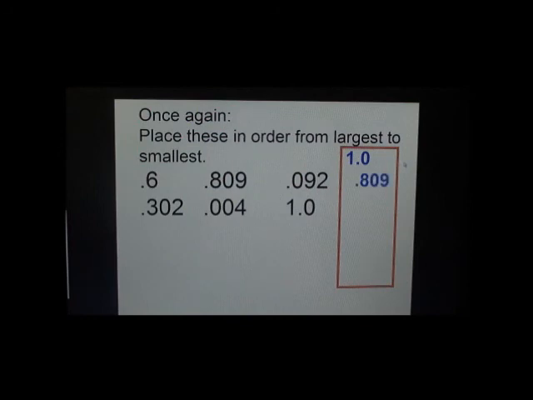The second one would be this value, because after we eliminate 1 whole and we compare these fractions in the tenths place, 8 tenths obviously has a greater value than what we see in the other places. Next would definitely come 0.6, 6 tenths. And next would come 302 thousandths. Why? Because it goes down to the thousandths place, but it has a 3 in the tenths place.